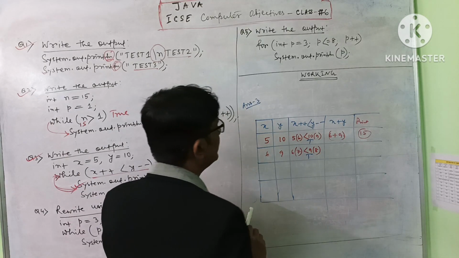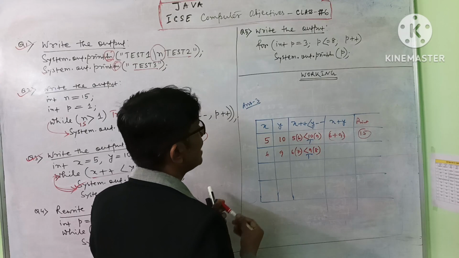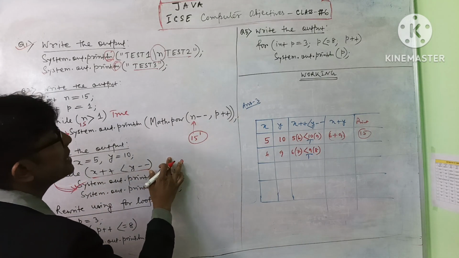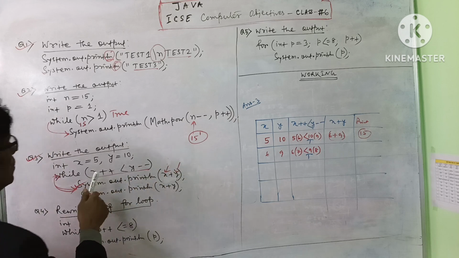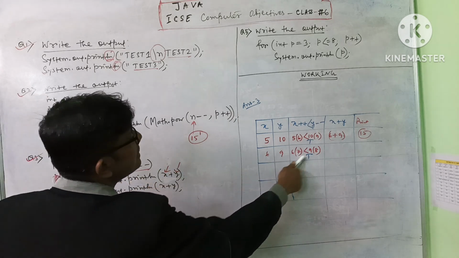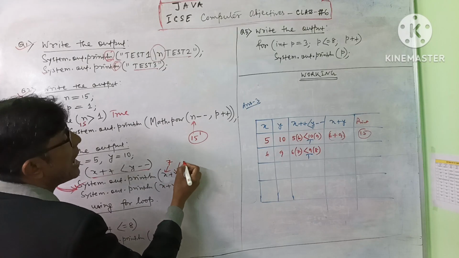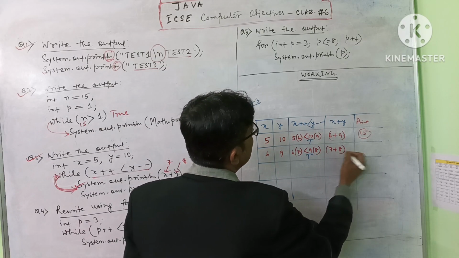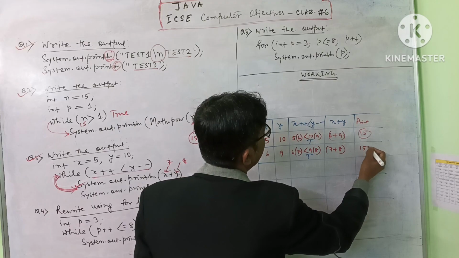If it is true, then what will the computer do? This time you see the changed value, means after crossing this and coming here, the values will be 7 and 8. So it will be 7 plus 8, and the result will again be 15.